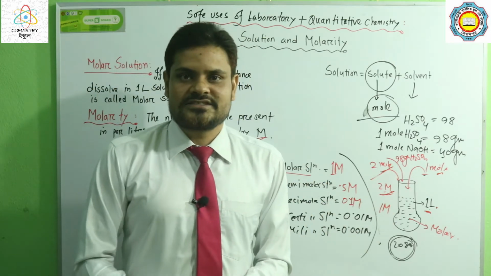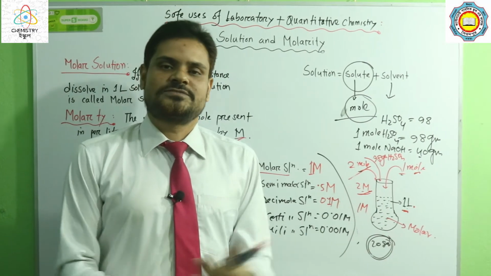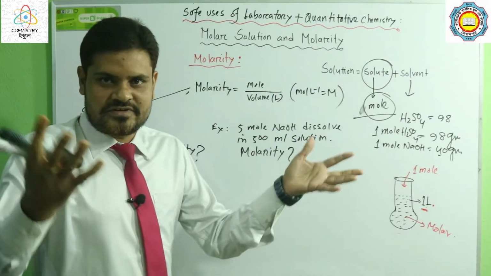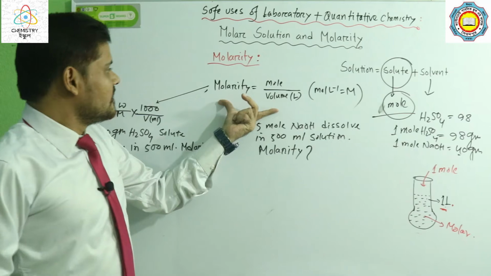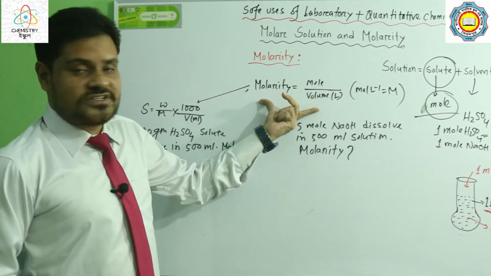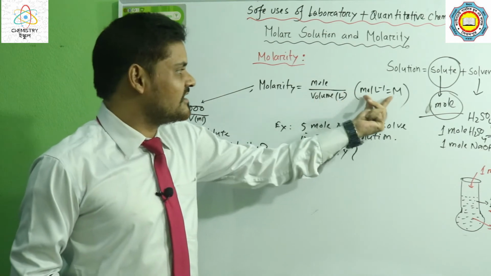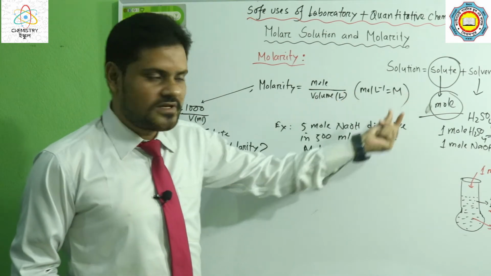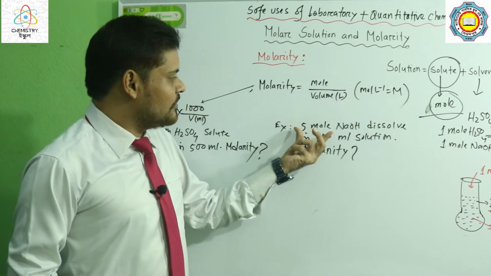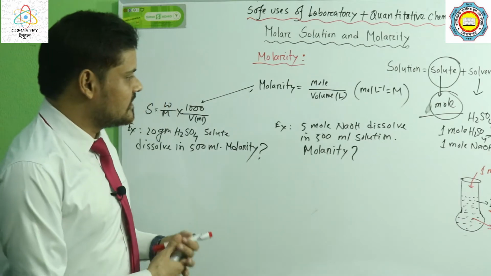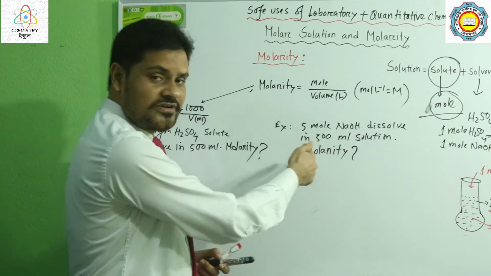Dear learners, let's go to know about the mathematical expression of the molarity. Dear friends, here is the mathematical expression of molarity. According to the definition of molarity, we can write molarity is mole per liter. Mole per liter means the molarity. And have a look at the example. When 5 mole sodium hydroxide solute is dissolved in 500 milliliter solution, then what will be the molarity here?